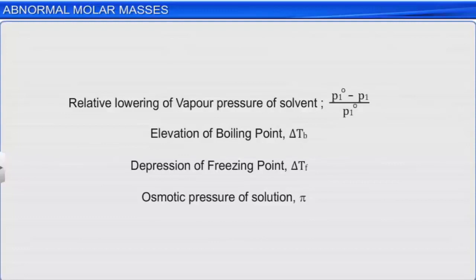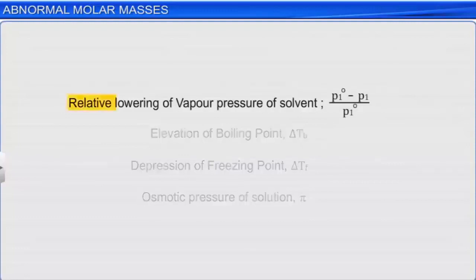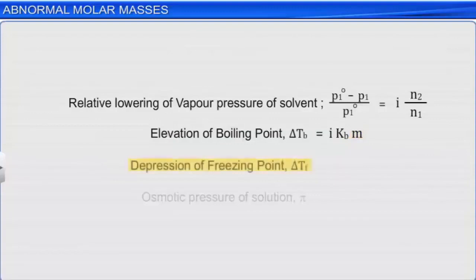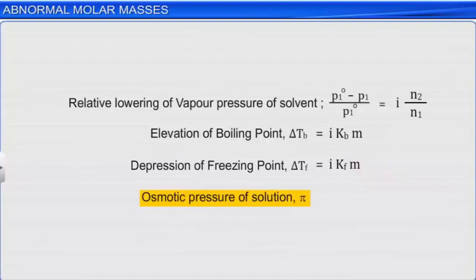Relative lowering of the vapor pressure of solvent: (P1 naught minus P1) divided by P1 naught is equal to i multiplied by n2 divided by n1. Elevation of boiling point delta Tb is equal to i multiplied by Kb multiplied by m. Depression of freezing point delta Tf is equal to i multiplied by Kf multiplied by m. Lastly, the osmotic pressure of a solution pi is equal to i multiplied by n2 multiplied by R multiplied by T divided by V.